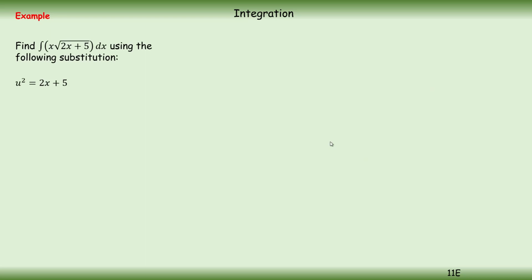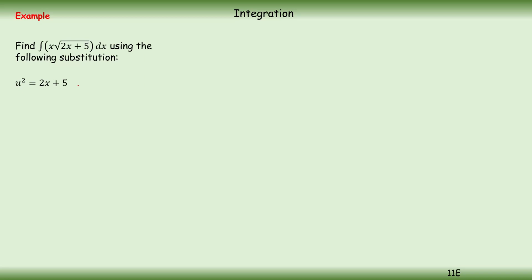Okay, so this is our second example, and you'll notice that it's the same integral, the integral of x times the square root of 2x plus 5 with respect to x. Exact same integral, but this time the substitution has changed. Now you will be given the substitution in an exam unless it's obvious. So you're usually given the substitution. So let's have a look at this substitution here.